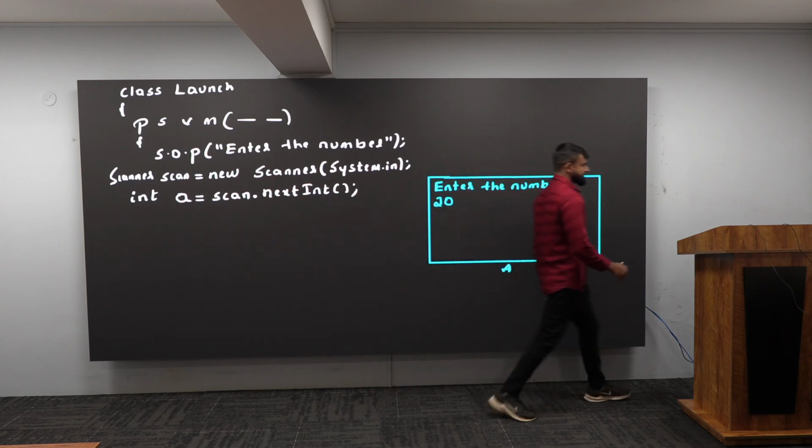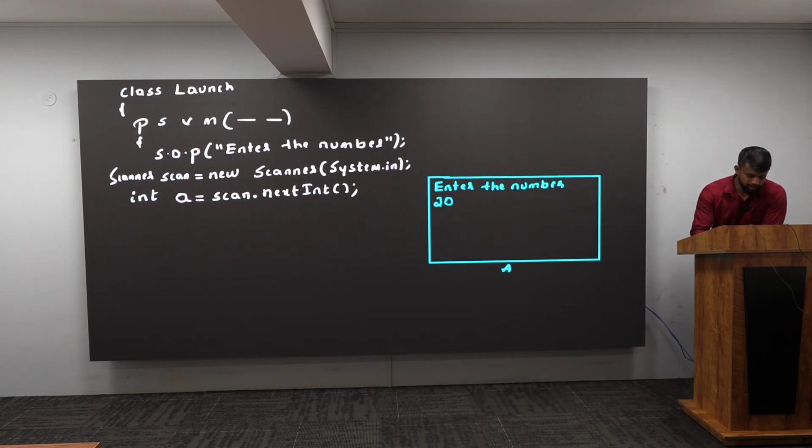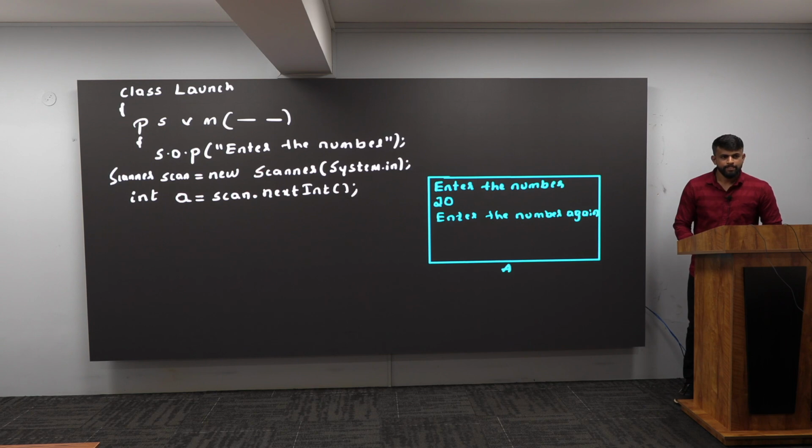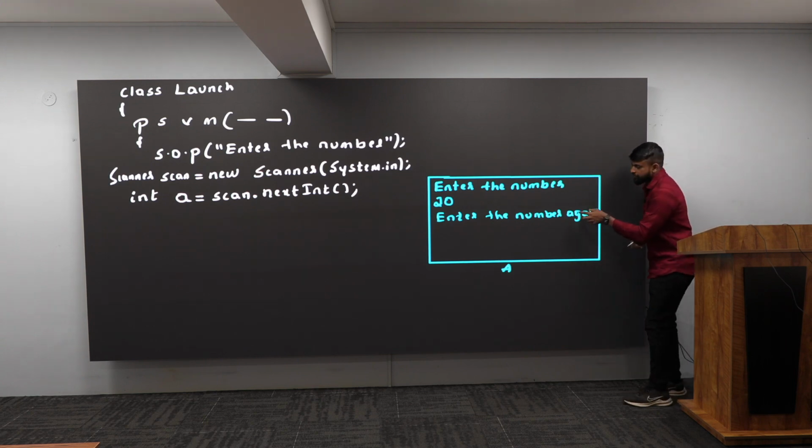Next, this is what I want on my screen now. What is that, sir? Enter the number again. I will tell. This is what I want on my monitor screen. This is what I want to print. For that, what should you do? If I want this, you have to print this statement, right?